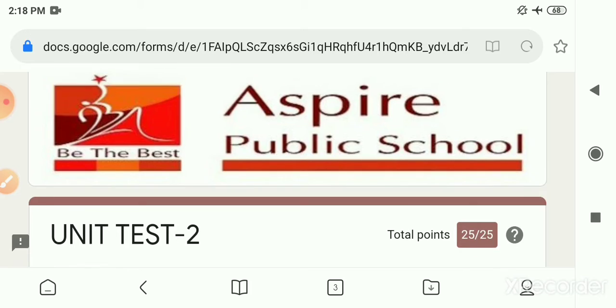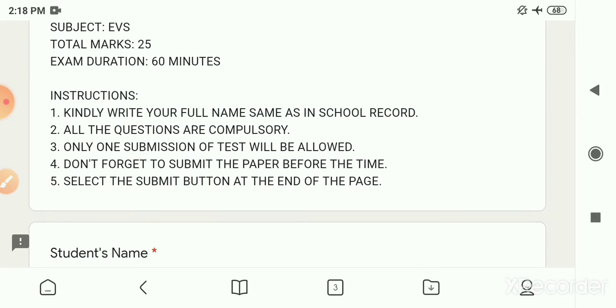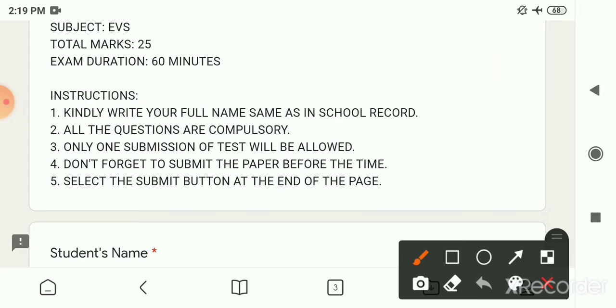Before that, some instructions are given to you. You have to remember all these instructions while giving the exam every time. The first one is you have to write your full name in student's name. The next one is all the questions are compulsory, so you have to attend all the questions. Next is only one submission of this test is allowed. You cannot submit it twice or thrice.